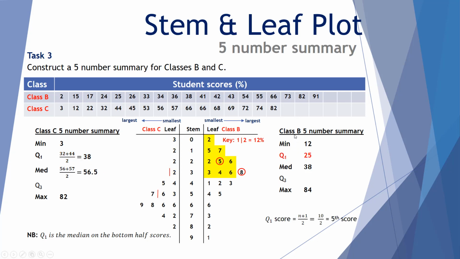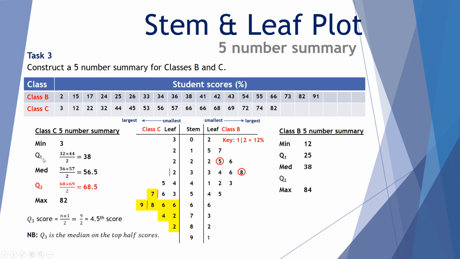On our right hand side for Class B, we've got 1, 2, 3, 4, 5, 6, 7, 8, 9 bottom half numbers. And 9 plus 1 is 10 divided by 2. The median of the bottom half, that is Q1, will be the 5th score. 1, 2, 3, 4, 5. I'm counting from the inner side moving out. So this is a score of 25. So for Class B, quartile 1 is 25.